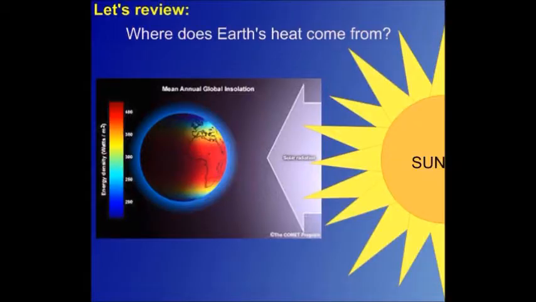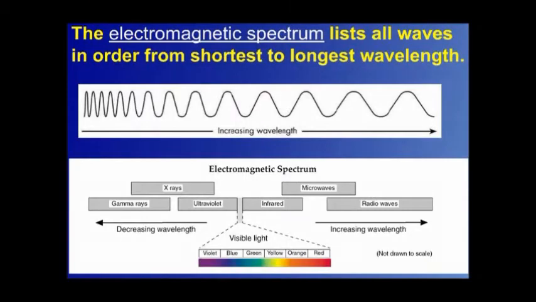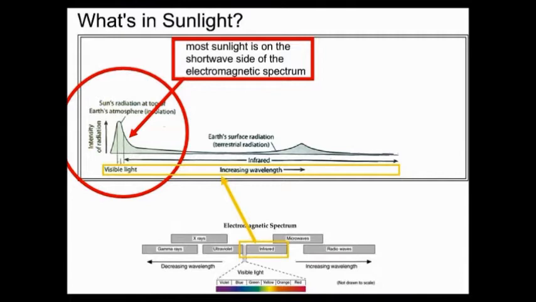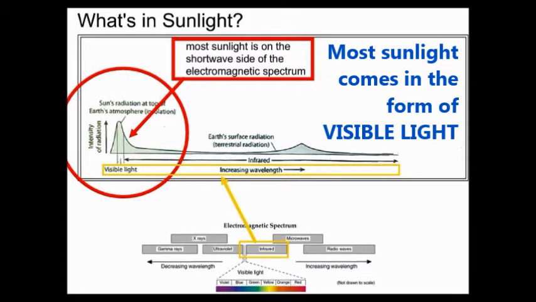So let's review a little bit about how heat interacts with Earth's atmosphere. Most of the heat in the atmosphere originates with the sun. The electromagnetic spectrum on page 14 lists all waves in order from shortest to longest wavelength. You can see on the left side is all the shortest waves and the right side is all the longest waves. Sunlight that we get is mostly on the short wave side of the electromagnetic spectrum. Most sunlight comes in the form of visible light.